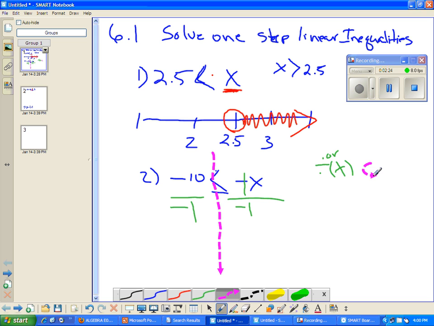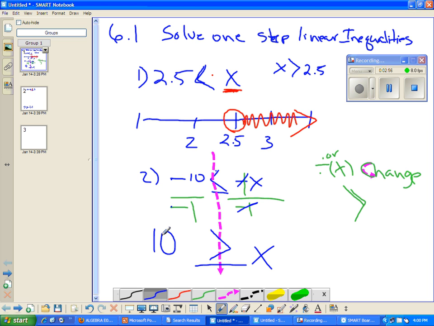Oops, I should change my lettering here. I need to change the direction of my inequality. So in this case, because I divided by a negative 1, I have to change the direction of my inequality to the other direction. So a negative 1 divided by a negative 1 cancels out, which gives me x, and now the direction of the inequality has been changed. And negative 10 divided by negative 1 gives me 10.